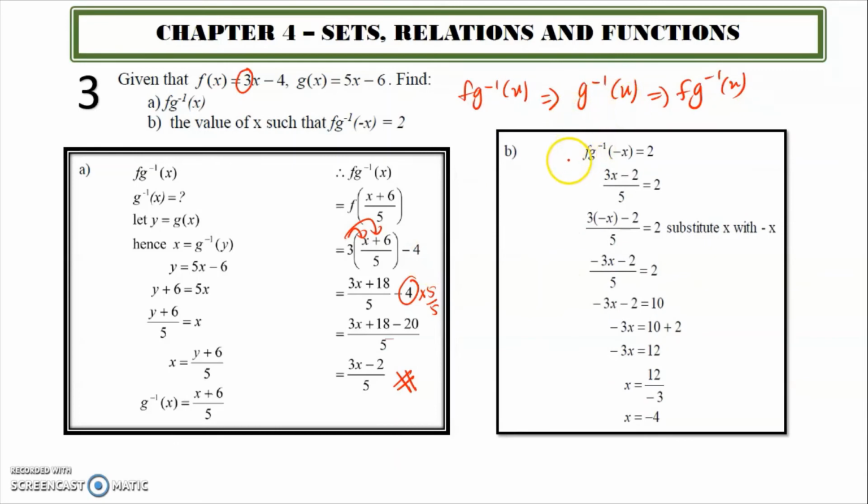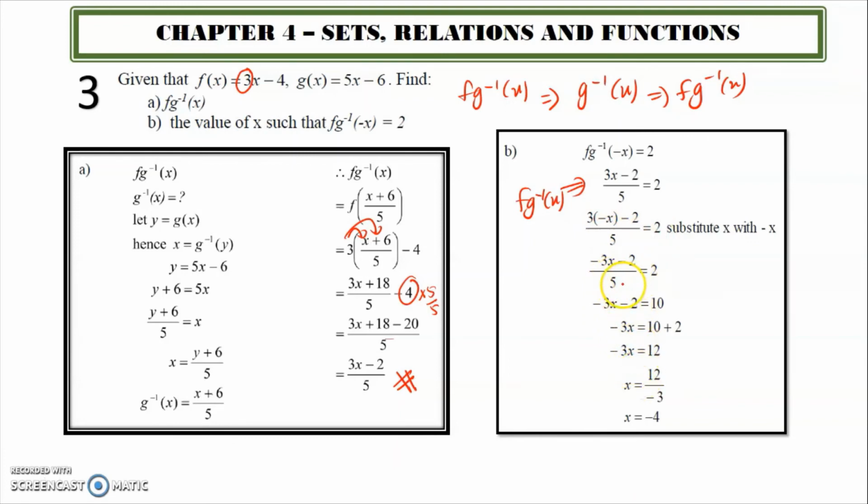Okay, B, value of x such that fg inverse negative x equals to 2. So, kita dah ada kat sini fg inverse x. So, nak jadikan dia fg inverse negative x, kita hanya perlu gantikan negative x ke dalam x. So, gantikan sahaja. Okay. And then, sama dengan 2. So, bila dah gantikan, kita hanya perlu simplify dan cari nilai x.